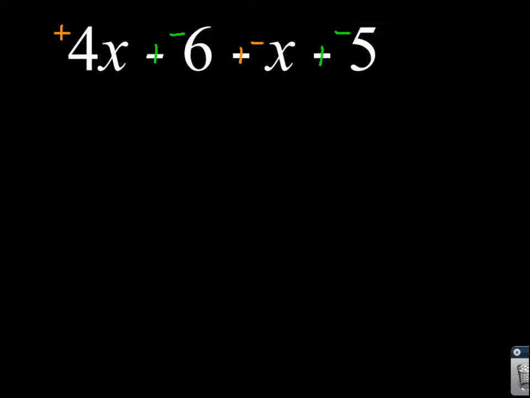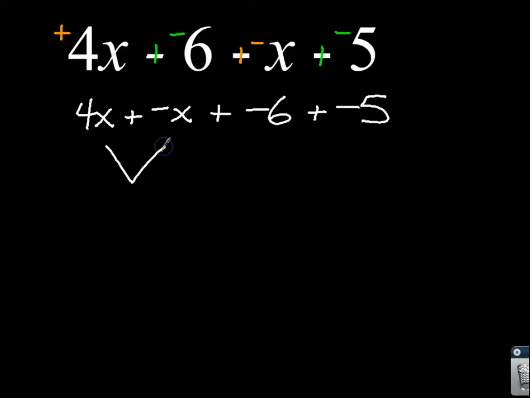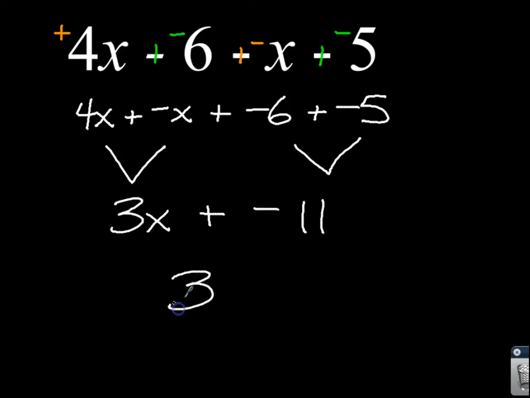Now, I'm going to rewrite this so that all of my terms are together. So I have positive 4x plus negative x plus negative 6 plus negative 5. And now I can go ahead and combine my like terms. 4x and negative x makes 3x. And negative 6 and negative 5 is negative 11. If I want to write this a little bit simpler, 3x minus 11.